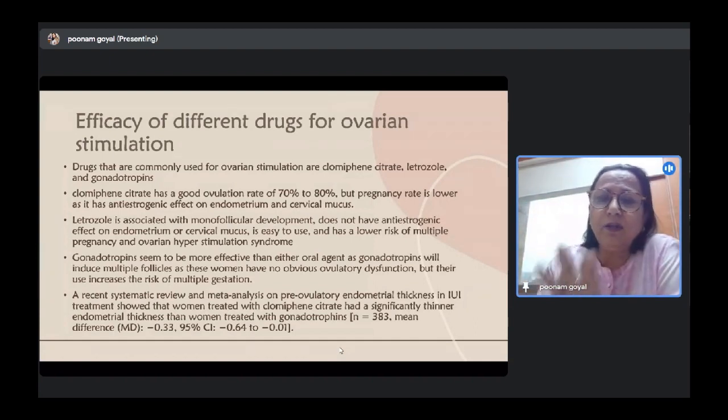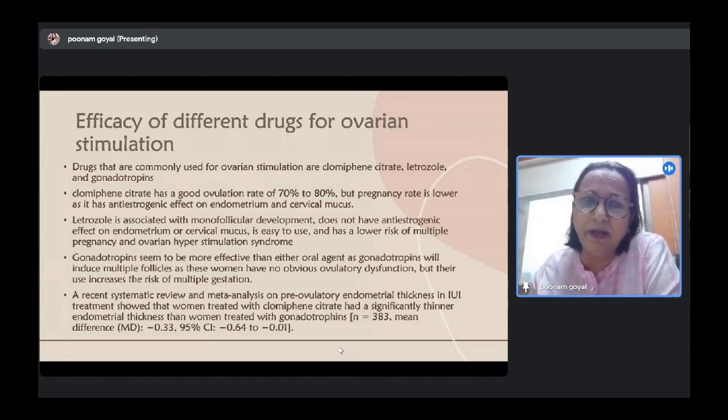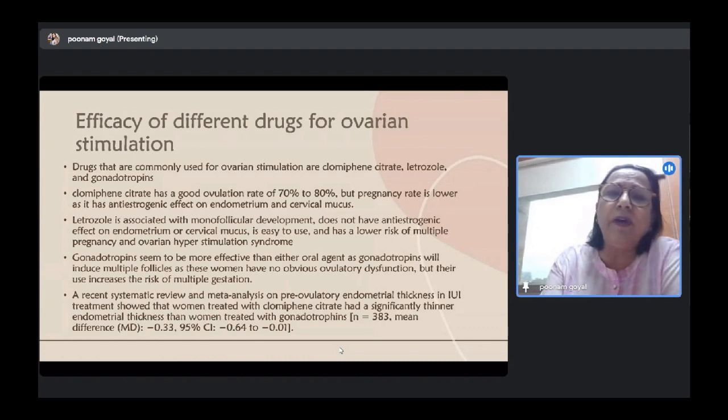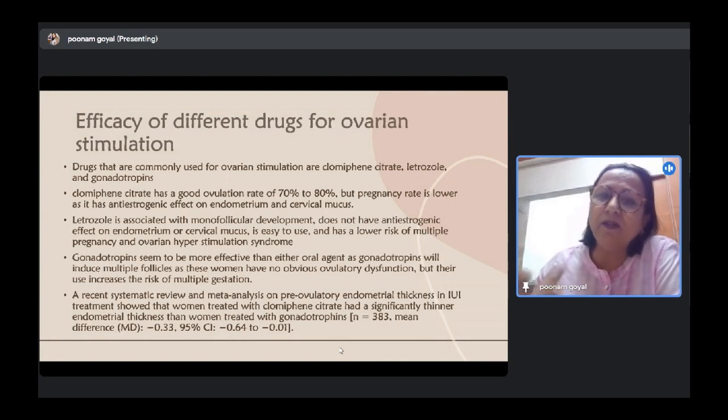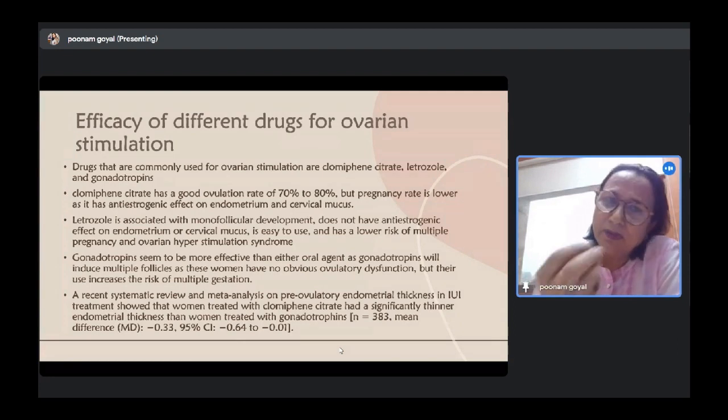So there should always be a correlation between what is going on in the uterine cavity and what is going on at the ovarian level. Suppose you are seeing very good follicles, there is good peripheral flow, everything is there, and there is no endometrium. That means either those follicles are not giving estrogens or there is a problem at the target level. So you need to understand everything according to the physiology.